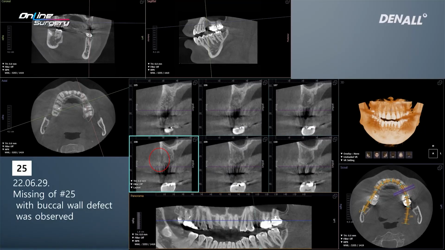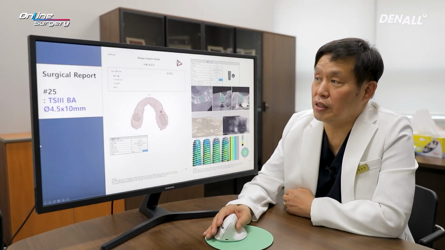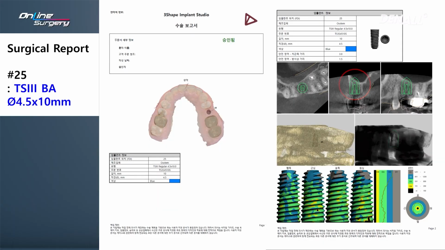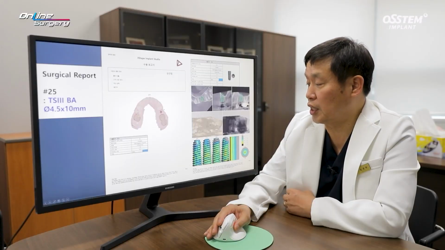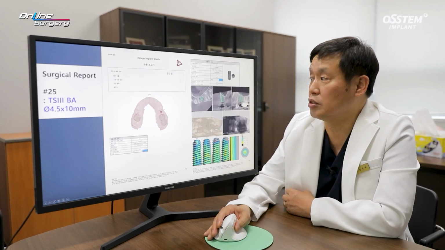When I look at the CT in number 25 in the buccal area, there is a bone defect, and on the palatal side, there is a bit more bone, so surgery was planned. One guide team was consulted, and a TS3B, a surface 4.5 by 10 mm implant was chosen. Primary stability will be gained from the apex side in the sinus floor. On the CBCT, the extraction socket was extensive and very little bone existed. It looked like D3 bone.